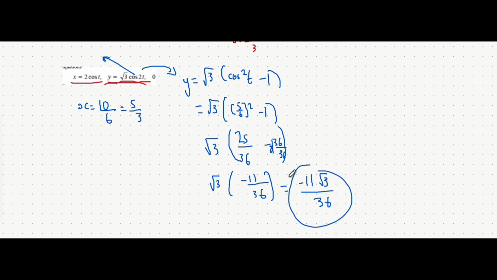Yeah, that's it. So your final x and y coordinates are 5 over 3 and minus 11 root 3 over 36. Very difficult question, and hopefully it made sense to you guys.